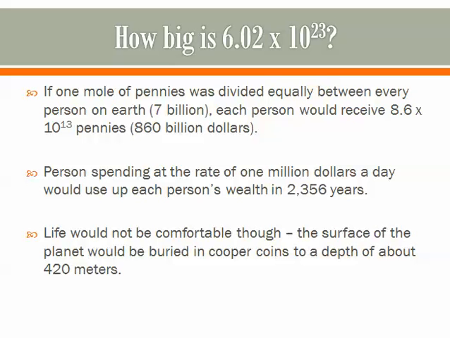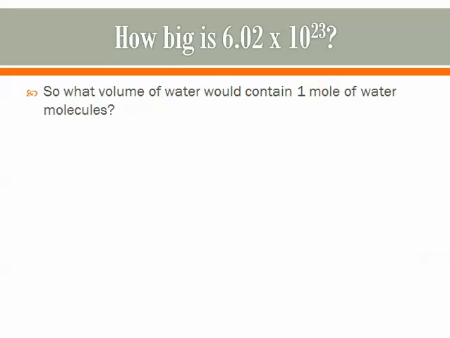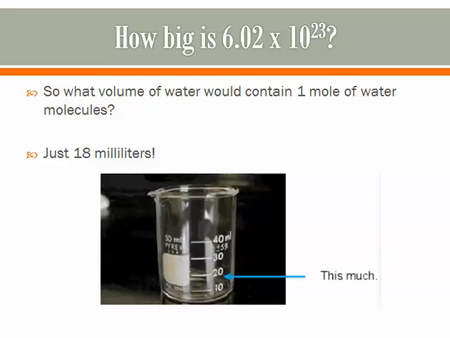So now that we understand that a mole is a very, very, very large amount, think about this question. If we have a mole of water molecules, how many molecules is that? Well, remember, molecules are very, very small, much smaller than even things like rice grains. And so a mole of water molecules is just 18 milliliters. Now this is a much more practical amount for us to talk about.